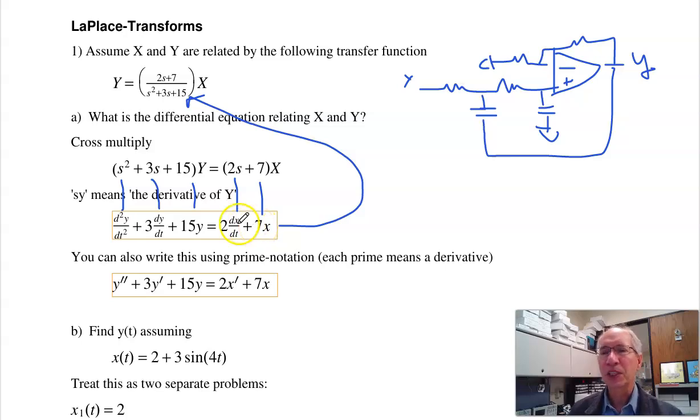Sometimes we use prime notation just because the d squared by dt squared is kind of a pain to write, and a lot of word processors don't do that. Prime means derivative. So this is the second derivative, 2 primes. First derivative, 1 prime. No derivatives, just y. Another way of writing it. Either way is correct.